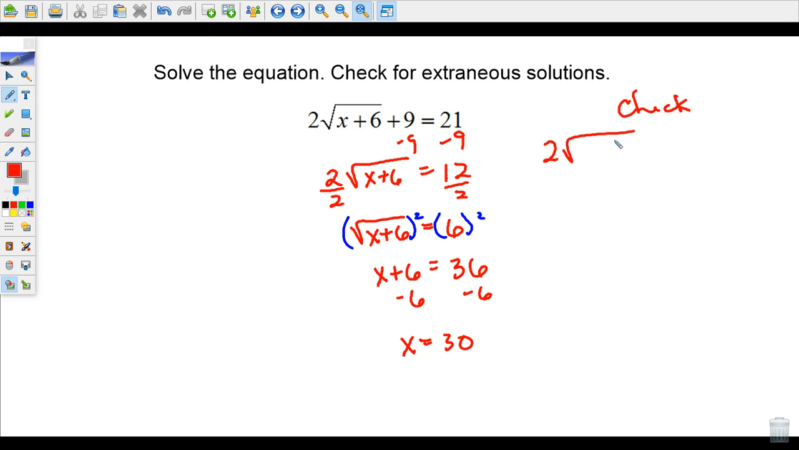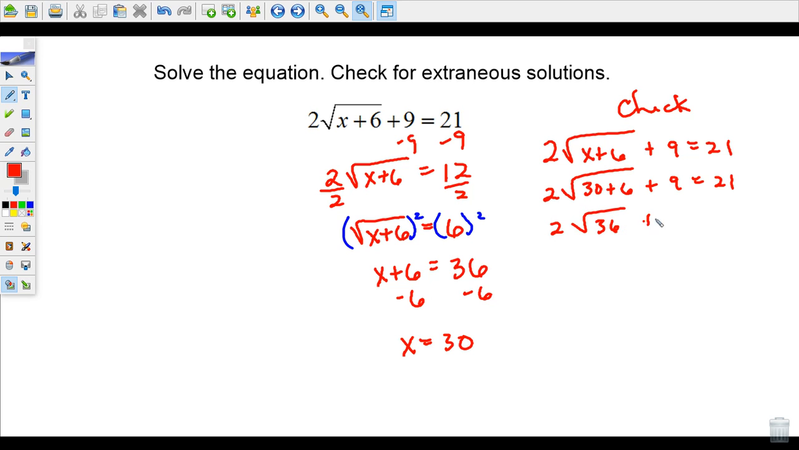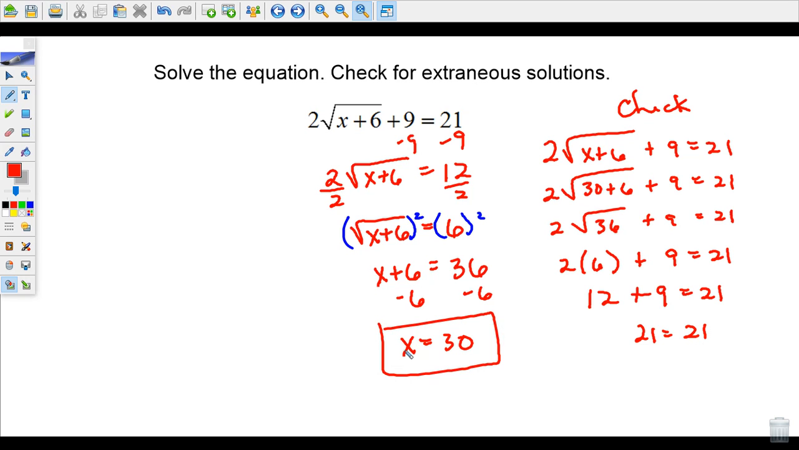So copy the original. Substitute 30 for x. And let's just evaluate. So this is square root of 36 right here. Square root of 36 is 6. 2 times 6 is 12. And 12 plus 9 is 21, which is what we wanted. So we get a true solution here, x equals 30.